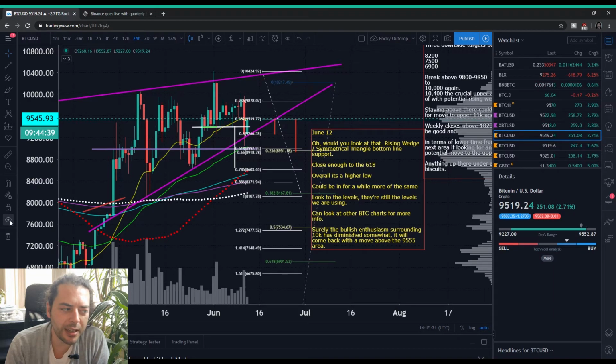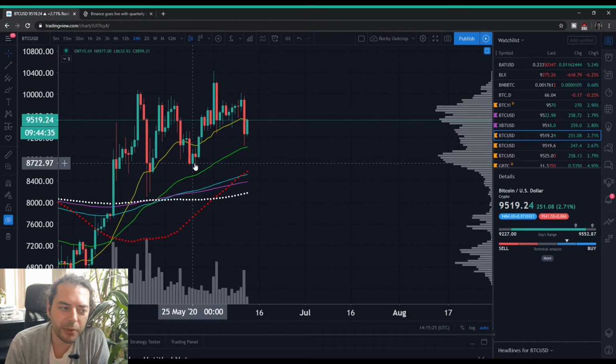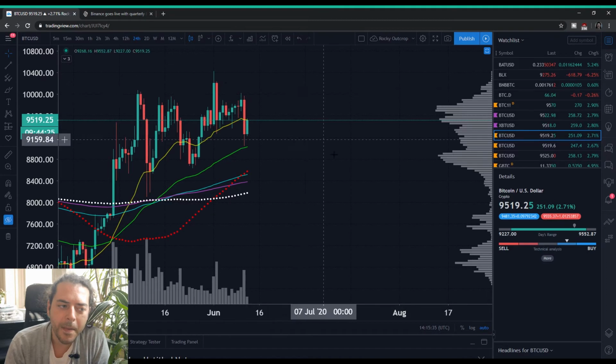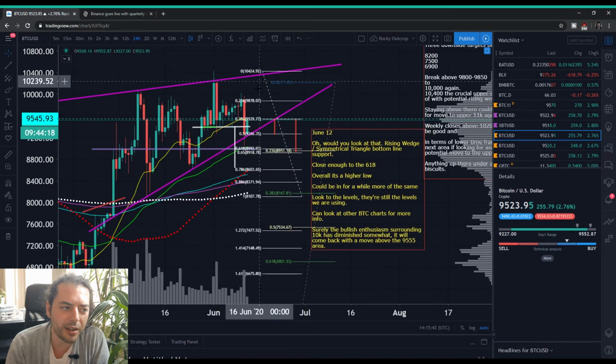So providing that the bears don't actually win out here in the longer time frame and break down below the 8,000s again, below that 9,000 area, and look to put in a lower low compared to over here on the 25th of May, then overall we could just be in for more of the same.